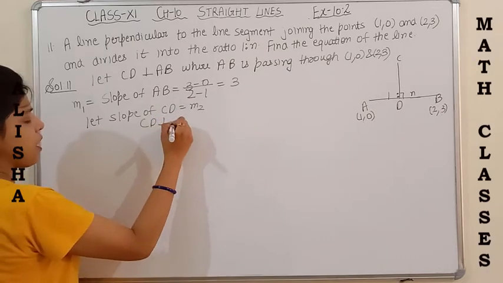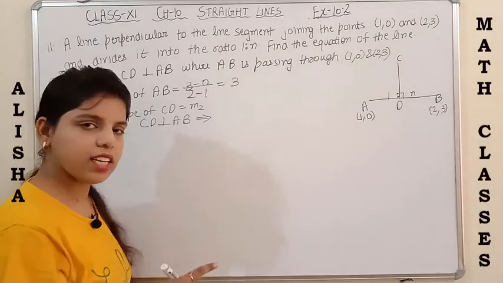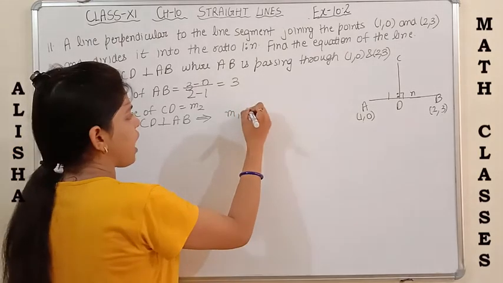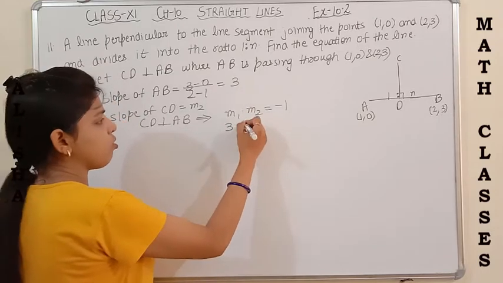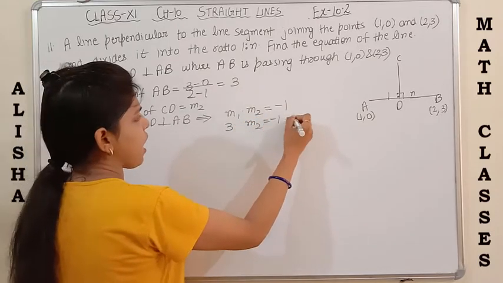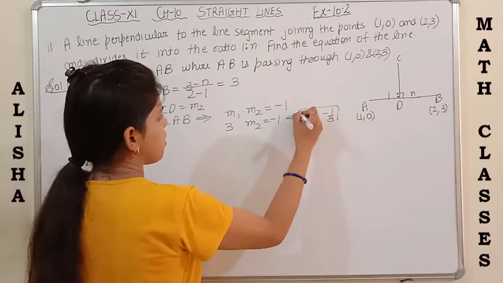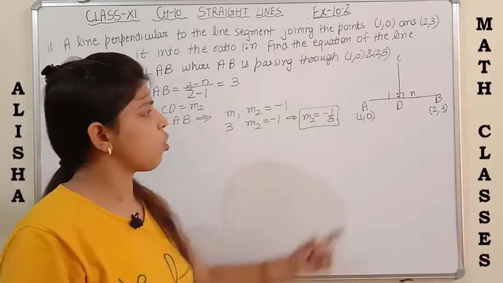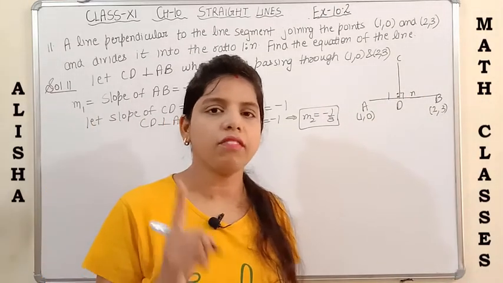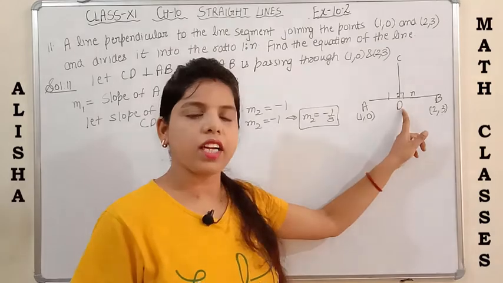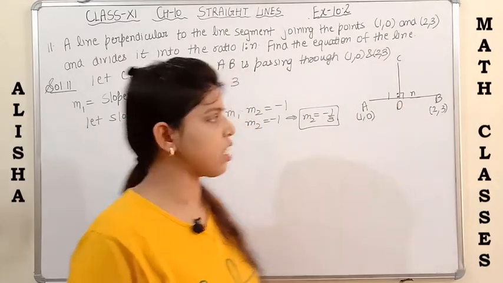Now as CD is perpendicular to AB, this implies the product of their slopes is equal to minus 1. That means M1 times M2 is equal to minus 1. But M1 is equal to 3. So this implies M2 is equal to minus 1 by 3. So one thing we have found out: the slope of this line CD is minus 1 by 3. Now we have to find only one point. We can easily find the coordinates of D by using the section formula which we did in 10th standard.